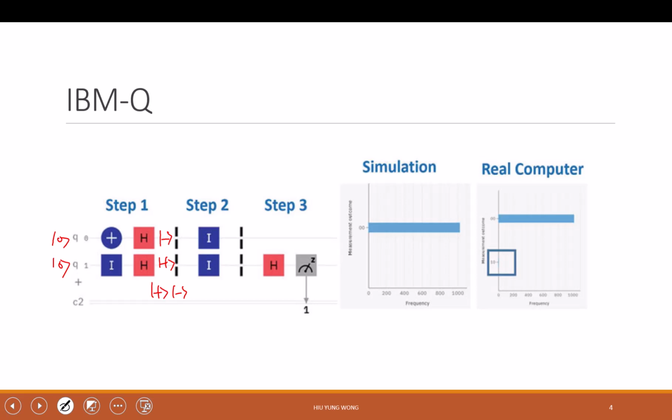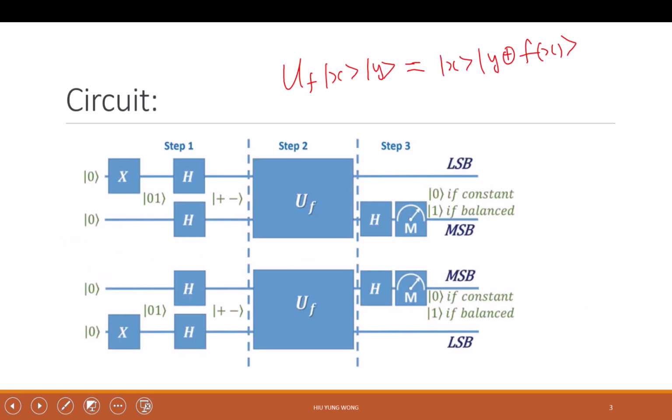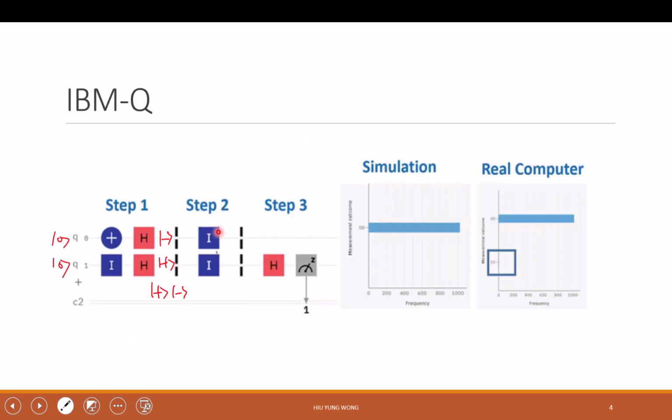Now the point is, where is the quantum oracle? Right? This is interesting. Where is the quantum oracle? If you look at this one, you find that it is step 2. And what do I have here? I have just 2 identity gates. So this is a very simple example. So what am I implementing here? Actually, here I'm implementing an oracle for f of 0 equal to 0 and f of 1 equal to 0.